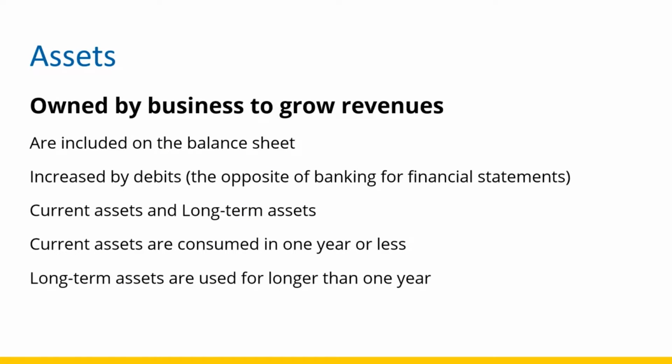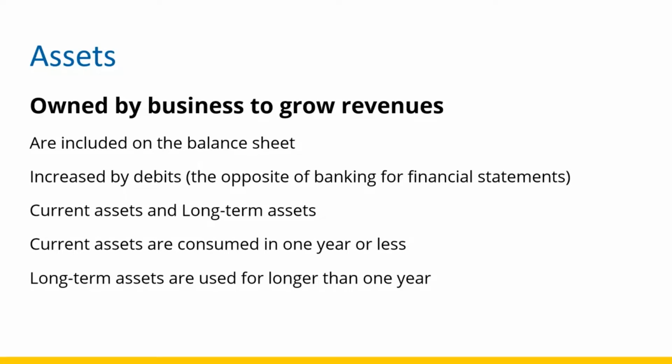When I own a business, I have assets. It's part of my balance sheet. So the assets are meant to grow the business. Again, they're included on the balance sheet. If I'm going to increase my assets, I'm going to debit the assets. To increase my assets, I'm going to debit the assets.